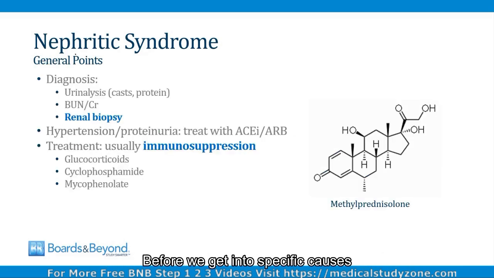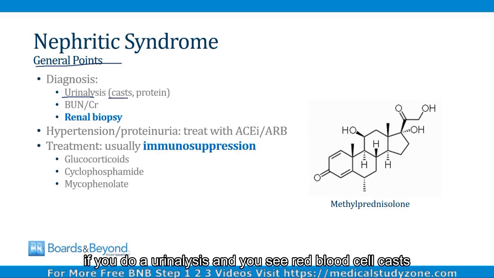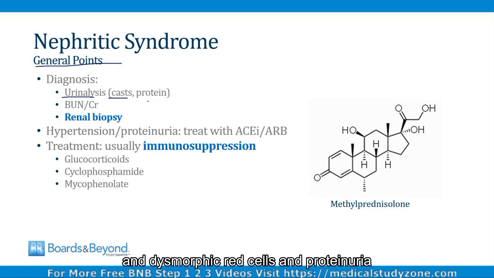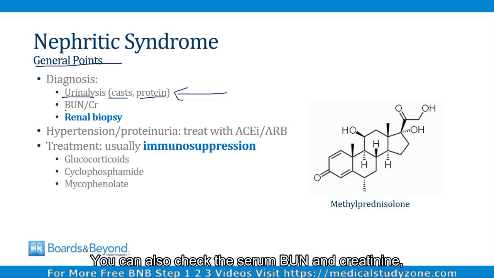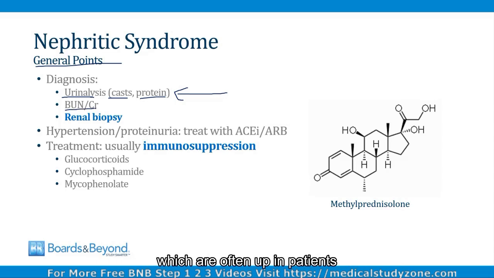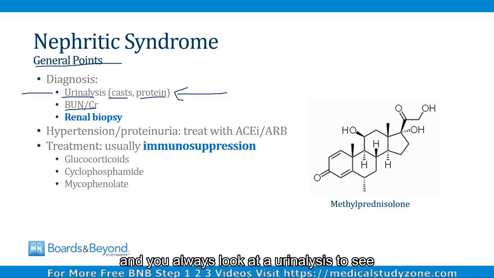Before we get into specific causes of the nephritic syndrome, let me make a couple of general points. First of all, the diagnosis is usually suggested by urinalysis. A patient who complains of hematuria, if you do a urinalysis and you see red blood cell casts and dysmorphic red cells and proteinuria, that indicates a glomerular source of bleeding, and that usually means the patient has the nephritic syndrome. You can also check the serum BUN and creatinine, which are often up in patients who have the nephritic syndrome, and therefore in any patient with acute renal failure, nephritic syndrome is one of the causes, and you always look at a urinalysis to see if they have evidence of glomerular bleeding.